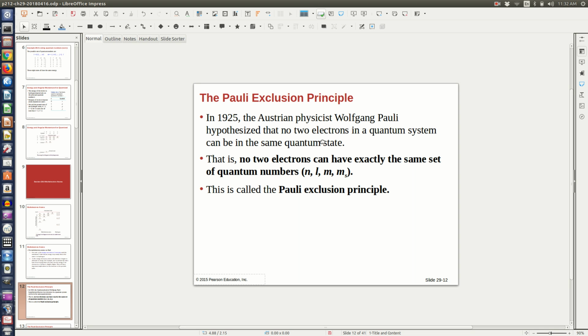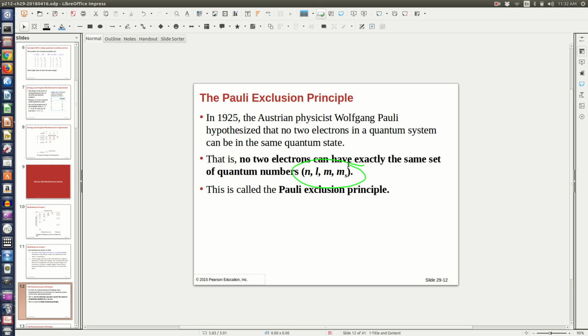In 1925, an Austrian physicist named Wolfgang Pauli hypothesized that two electrons in a quantum system cannot be in the same quantum state. Anytime you have more than one electron in an atom, those two electrons cannot be in the same identical state. And the identical state is basically characterized by the specific combination of the four quantum numbers: n, the principal quantum number; l, the angular momentum; m, the projection of the angular momentum onto the z-axis; and m sub s, the projection of the electron spin angular momentum on the z-axis.